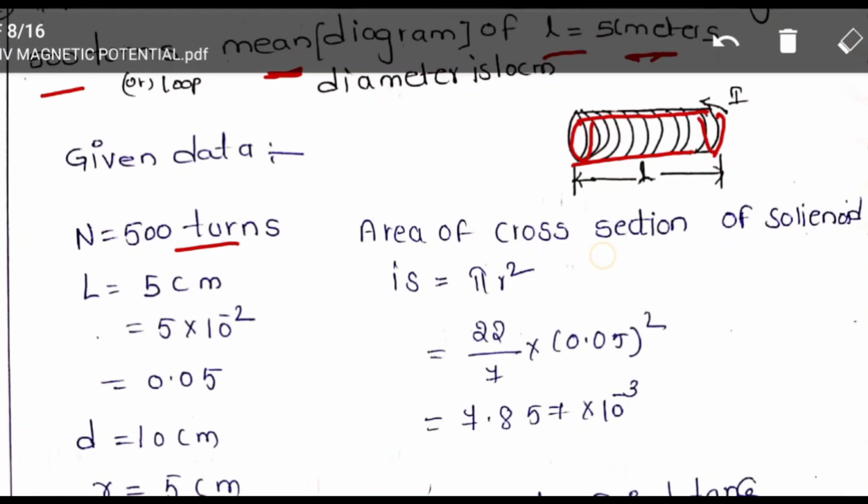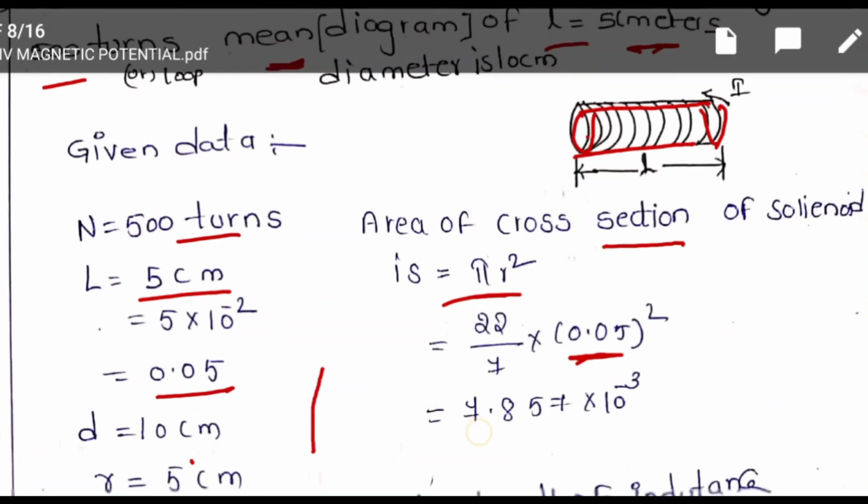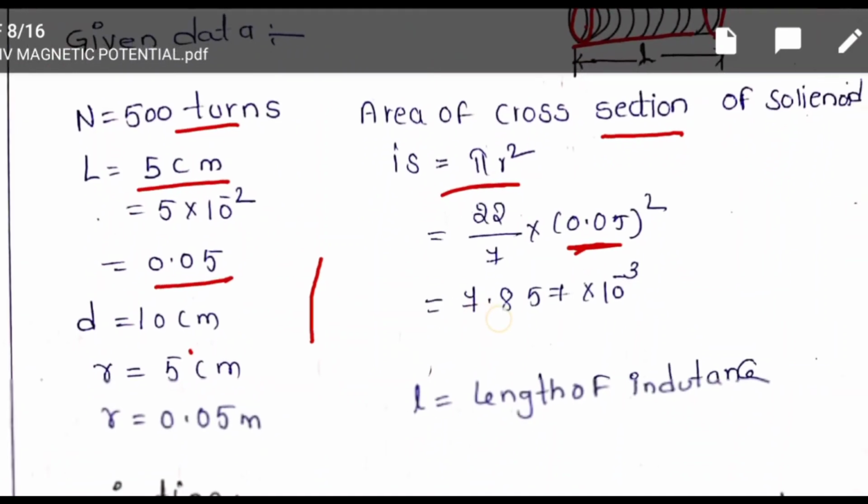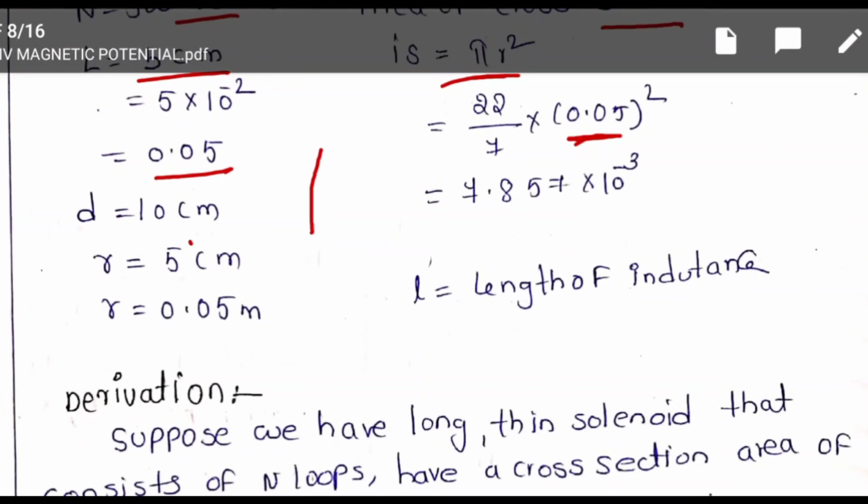Area of cross section of the solenoid is pi r square. You can use 22 by 7 for pi. They gave that L equal to 5 centimeter. We convert into meter, that is 0.05 meter. The diameter is 10 centimeter, so we can calculate r equal to 5 centimeter, r equal to 0.05 meter.